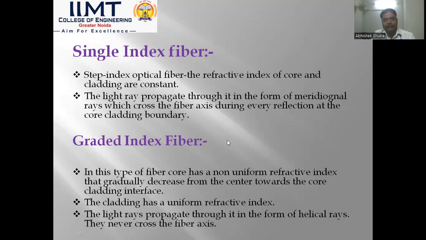Whereas in graded index fiber, there is a non-uniform refractive index of the core that gradually decreases from the center toward the core-cladding interface. Means only the refractive index of the core changes from the center to the end, and the cladding has a uniform refractive index. That has to be clear in the mind. The light rays propagate in the form of helical rays, as we depicted in the picture. They never cross the fiber axis.